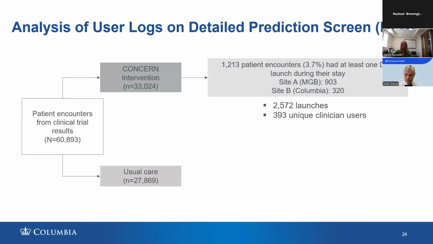And so there were 1,200 patient encounters that had at least one click into this detailed prediction screen during their stay. At one site, it was certainly more, just over 900. And then at the other site, it was 320. And so then of those, there were a total of just over 2,500 launches of the actual screen for 393 unique clinician users.